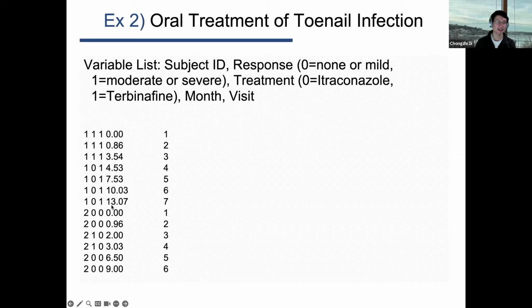And you can see that the time here is not exactly round numbers, right? I think month 0.84 is slightly less than the first month. So the time for the first subject is a little bit different from the second subject.